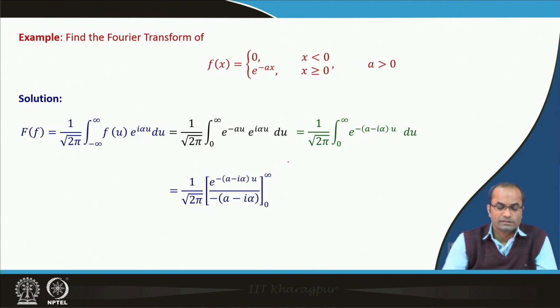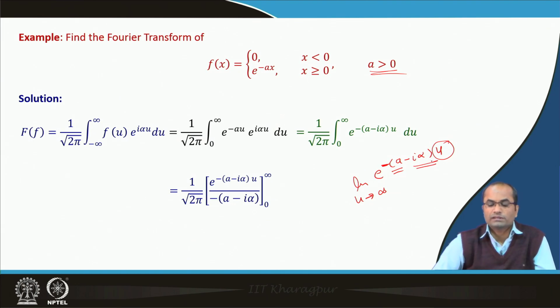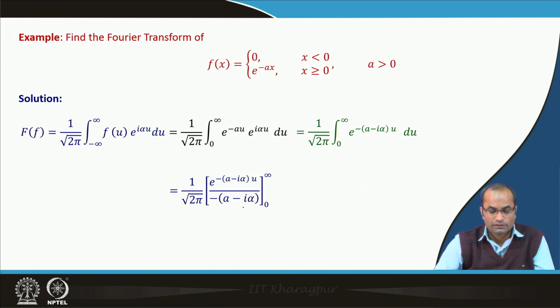So, we have to see what is happening to this e power minus a and minus I alpha u when u goes to infinity. This is exactly what we discussed in the previous lecture, because we have minus a, and a we have taken as positive. So, with this u, this will go to 0, because the term sitting with it, e power I alpha u, is a bounded, finite term. So, we have e power minus a u, and as u goes to infinity, this will go to 0, and at the 0 limit, that term will survive.